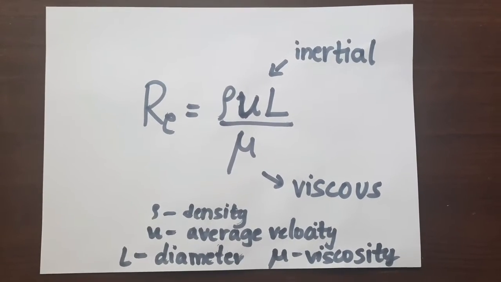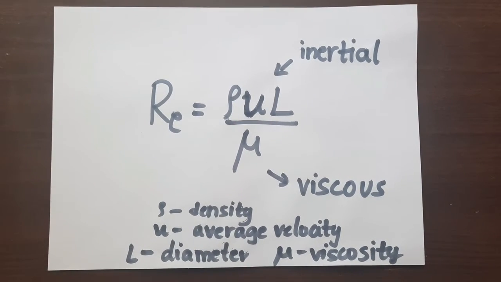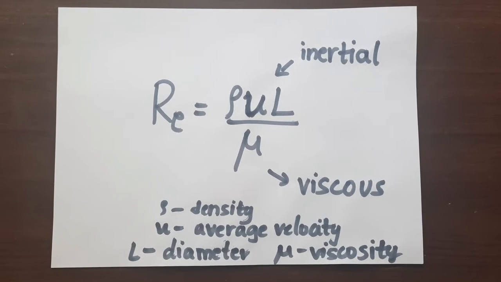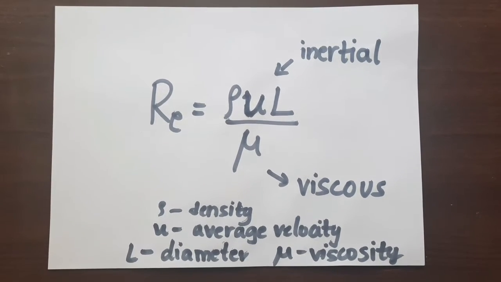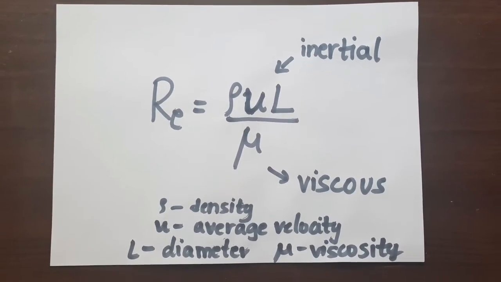A parameter called the Reynolds number, defined by Osborne Reynolds, is the ratio of inertial forces to viscous forces of the fluid. A Reynolds number less than or equal to 2100 indicates laminar flow, while greater than 2100 indicates turbulent flow.